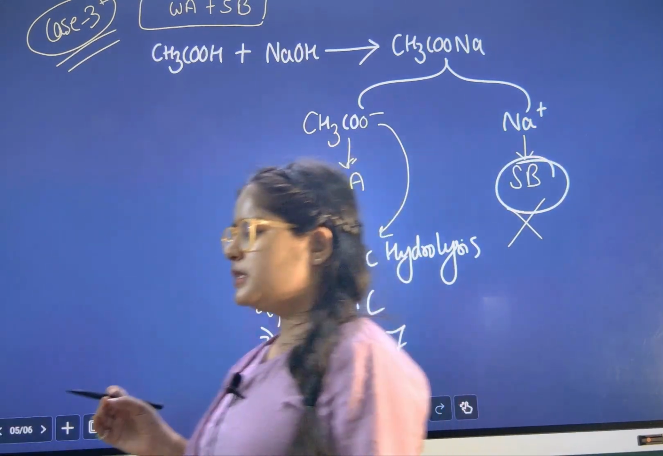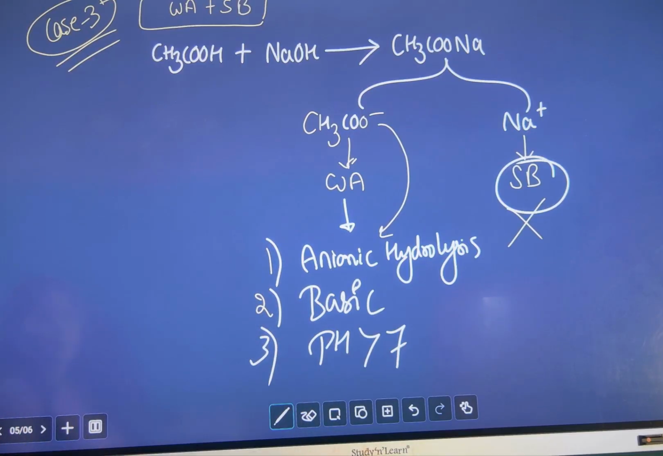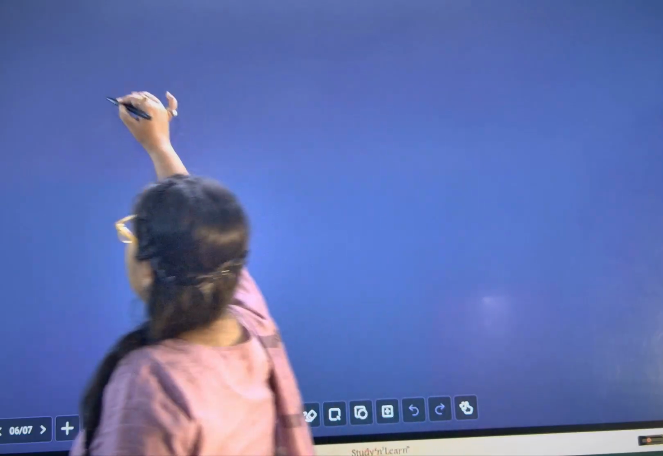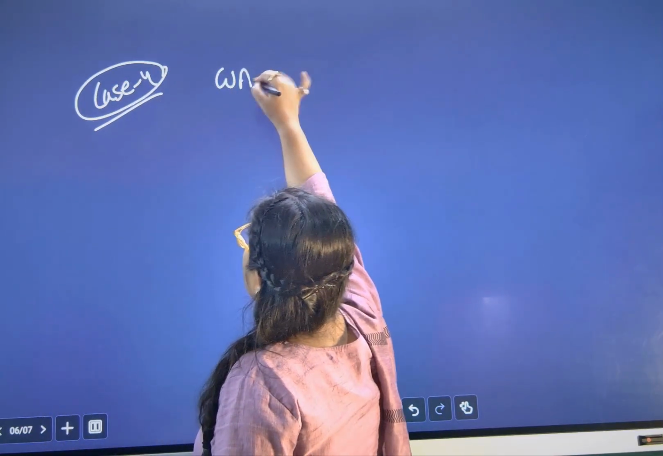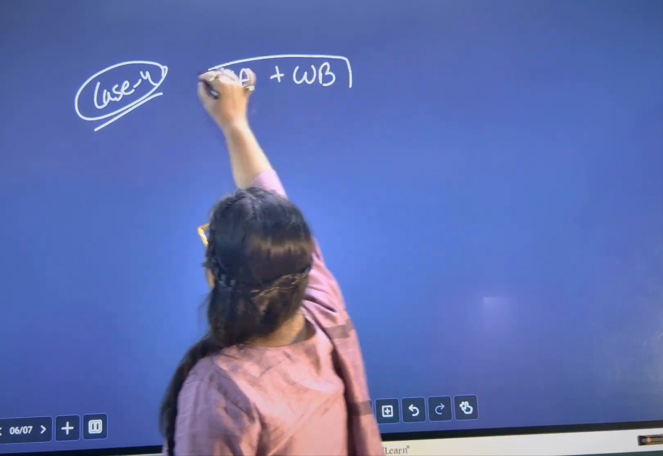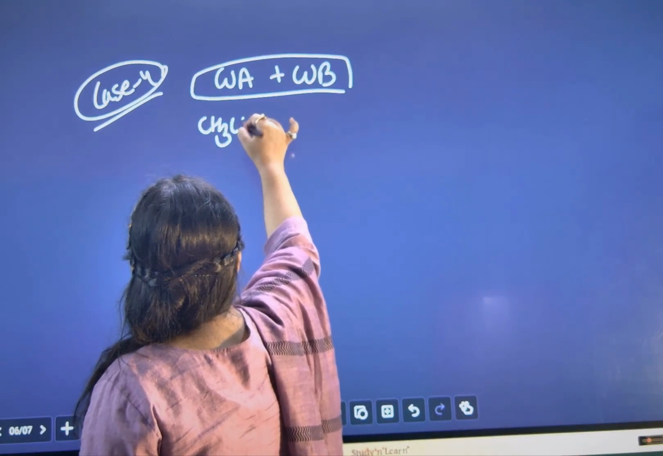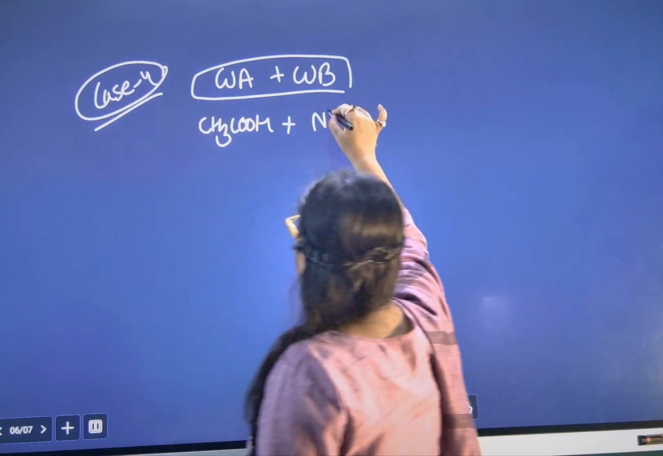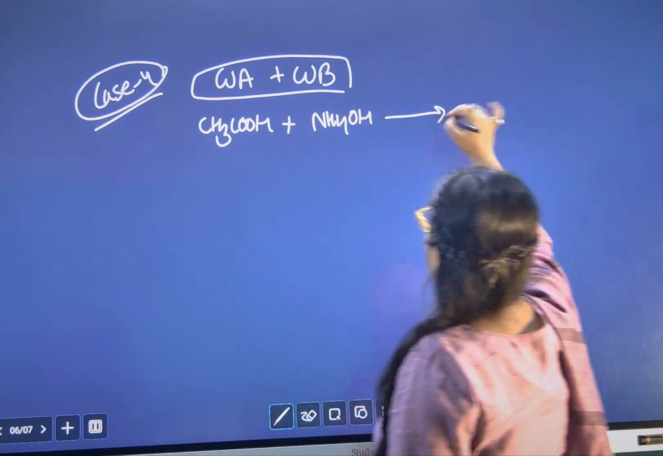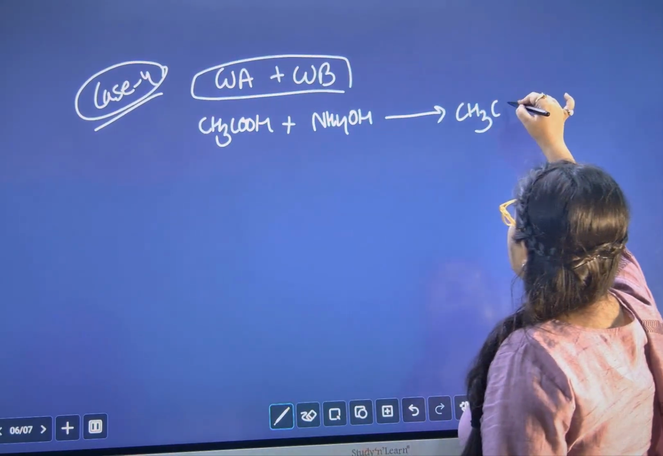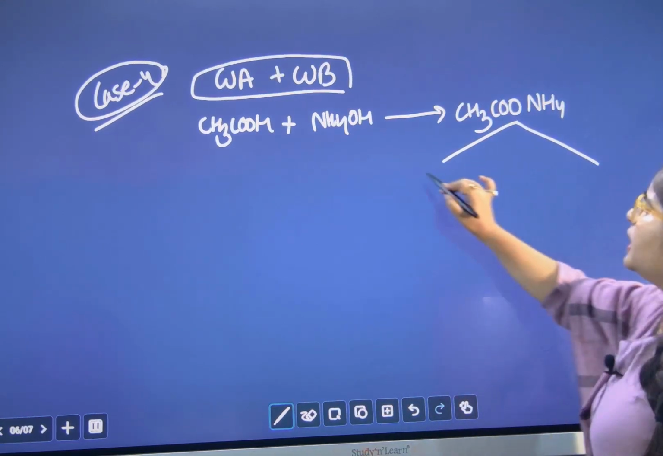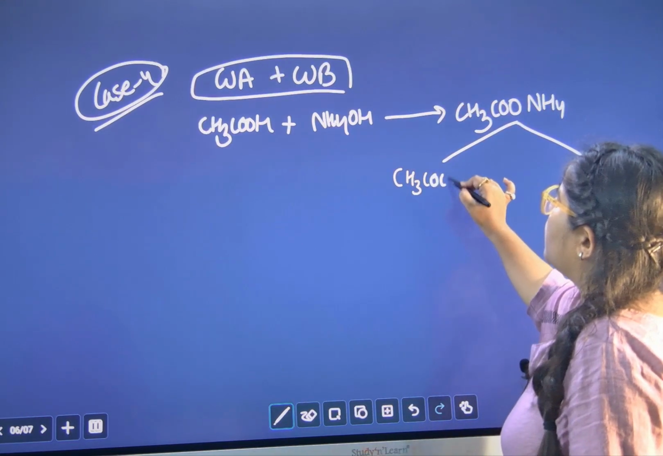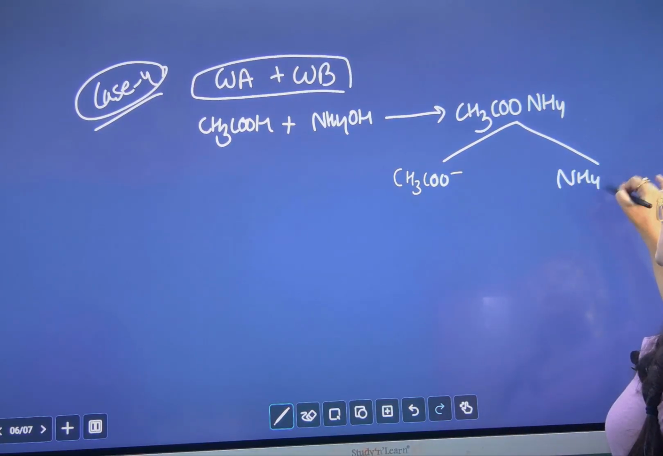Note down fast. Now let us see the last case. What was our last case? Case 4. Case 4 was weak acid plus weak base. Very good. So weak acid, let us take CH3COOH, plus weak base, let us take NH4OH. So what will we get here? CH3COONH4. When we break it, we get anion CH3COO minus and cation NH4 plus.